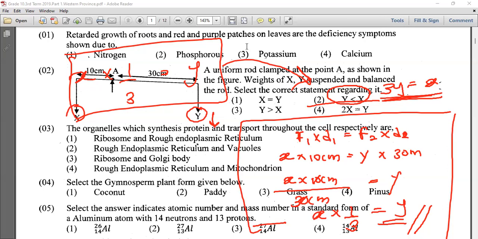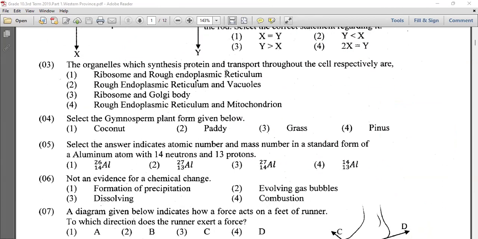If you learn biology for A-levels, protein synthesis is very amazing, right? Okay, so RNA is involved in the synthesis of proteins. RNA goes through ribosomes for the formation of proteins, right? And then through what are the proteins transported within the cell? Endoplasmic reticulum. So the answer is the first one.